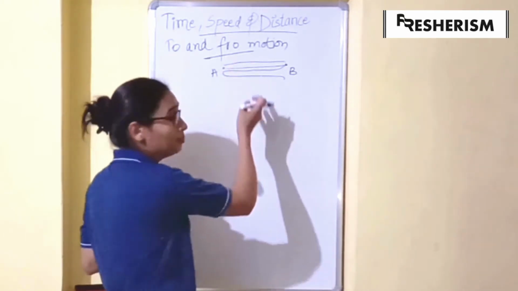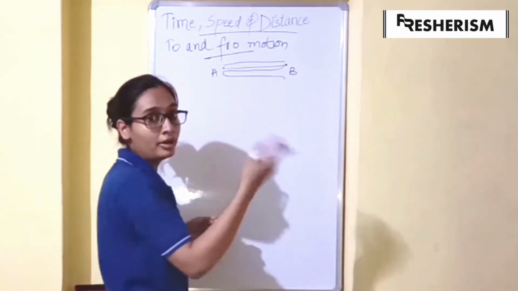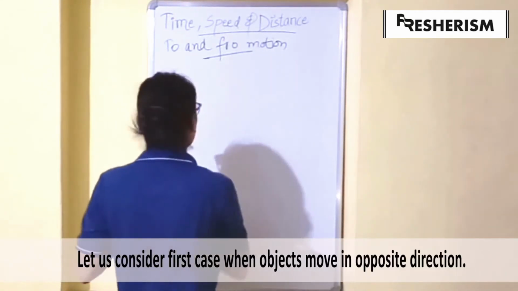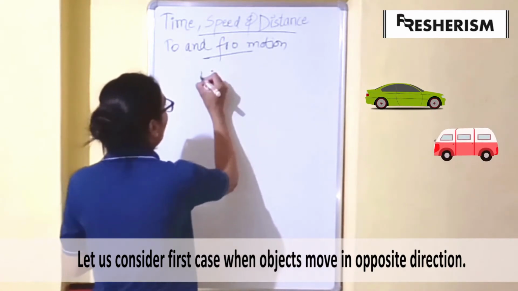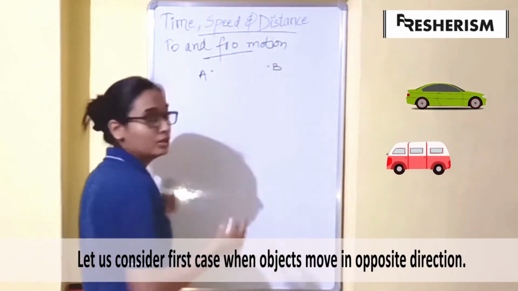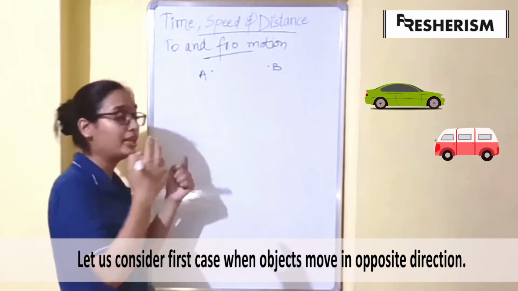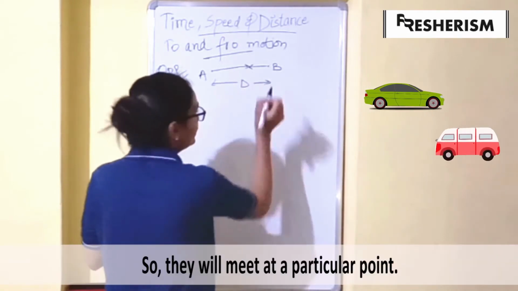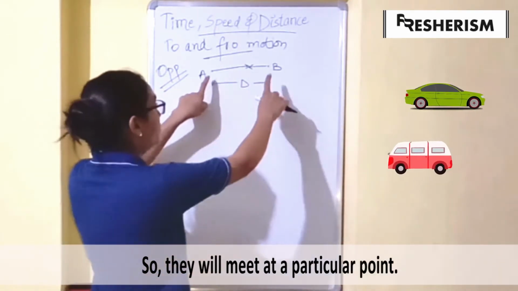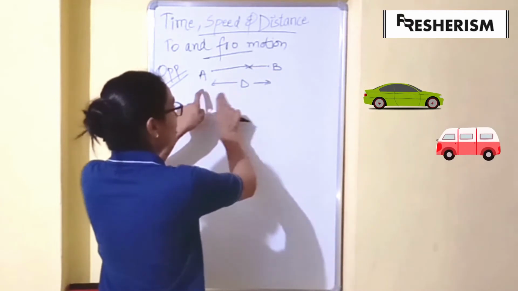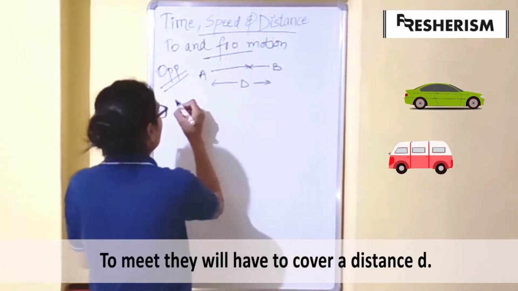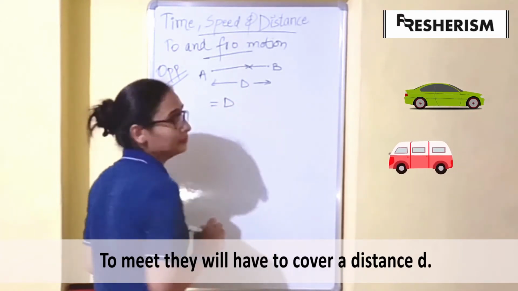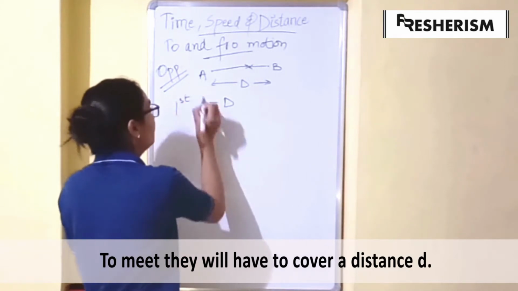So there can be one object moving or two objects or any number of objects moving here. Let us say our first case is when two objects are moving towards each other, that is, they are moving in opposite direction. So when will they meet? The points A and B are distance d apart. So both the objects have to cover this total distance of d to meet. So distance travelled for meeting will be equal to d. This is the distance travelled for the first meeting.